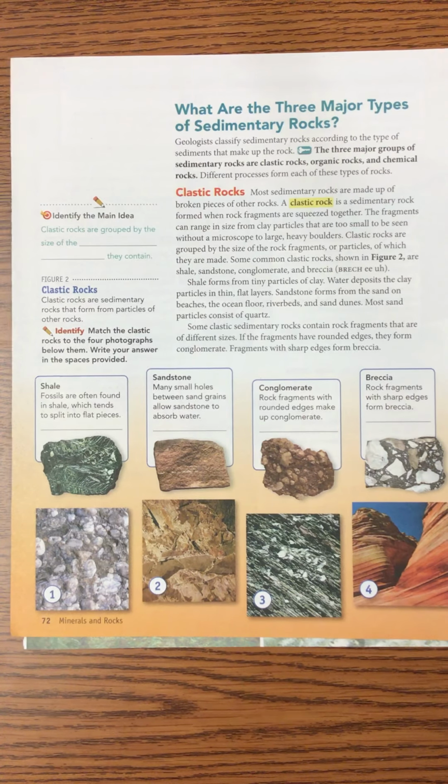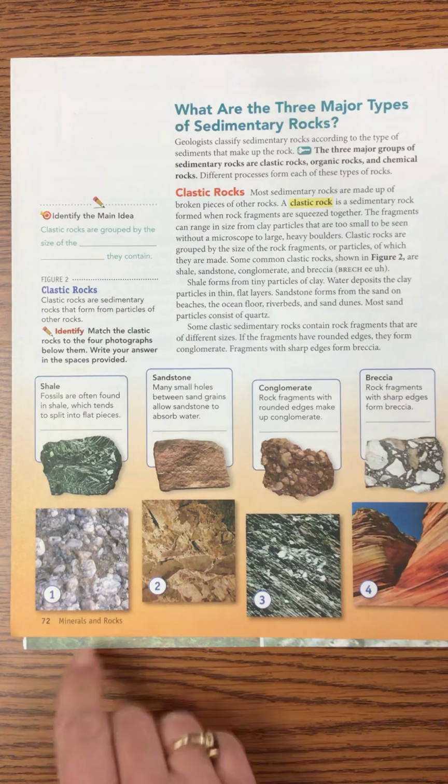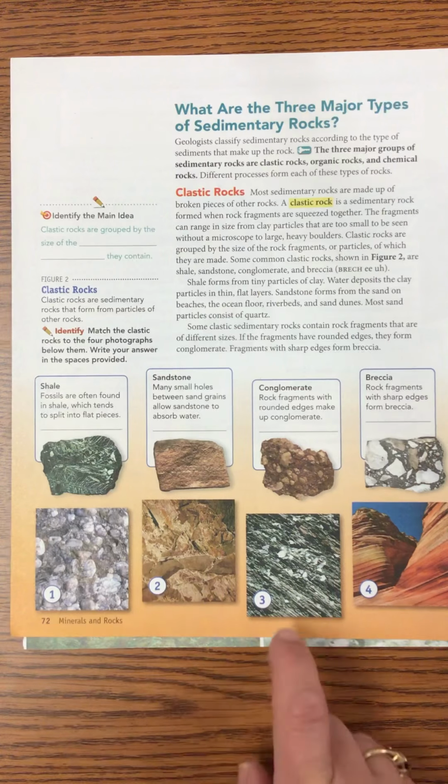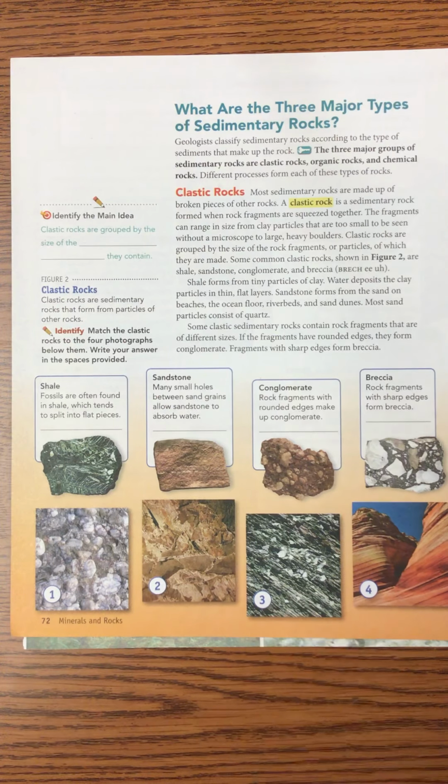Clastic rocks are grouped by the size of the rock fragments or particles of which they're made. Some clastic rocks, like in Figure 2, are shale, sandstone, conglomerate, and breccia. Shale forms from tiny particles of clay. So we have all these little bits of clay, maybe here, or here, we'll find out.